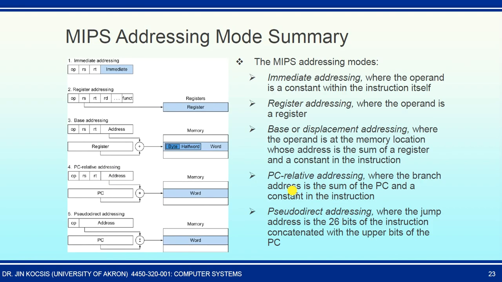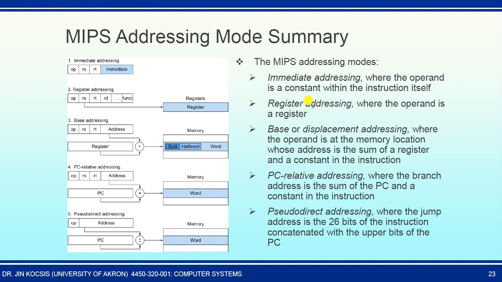So another thing is just a summarization of the different addressing modes we have learned until now. The first addressing mode is immediate addressing. Basically, the address information is carried within the immediate field in the I format.